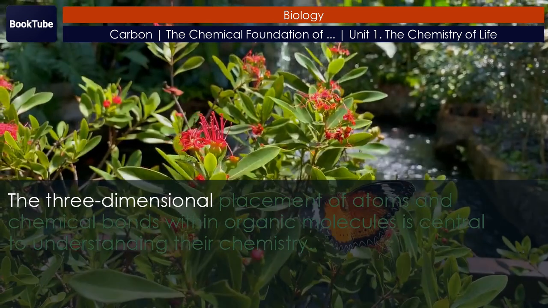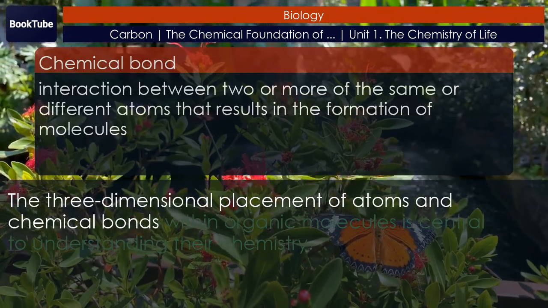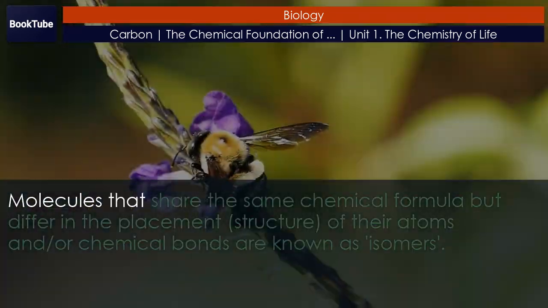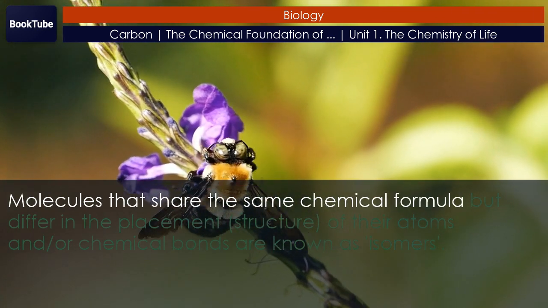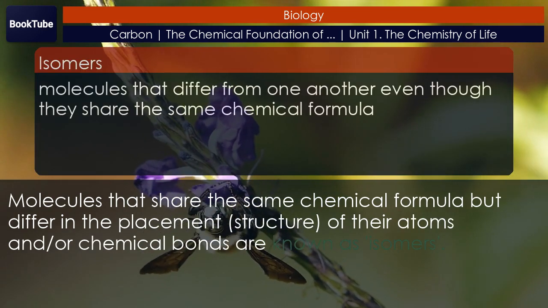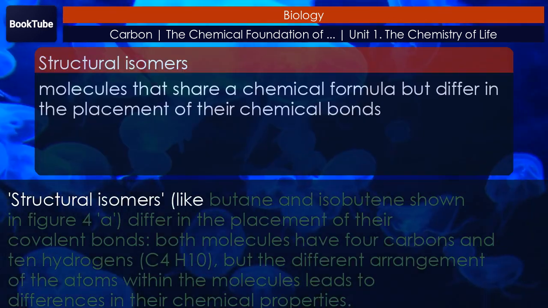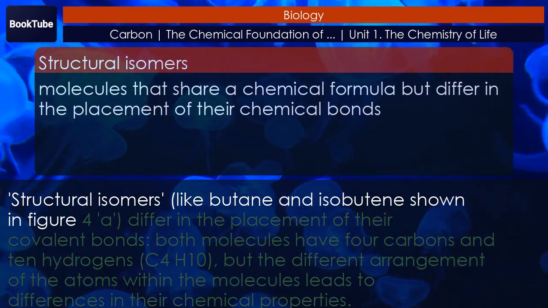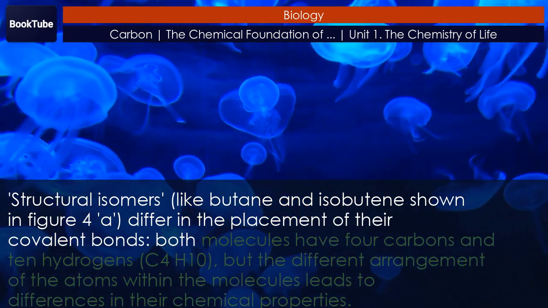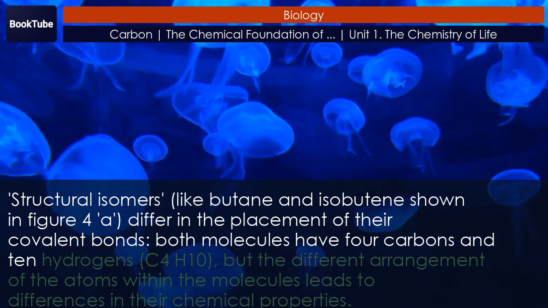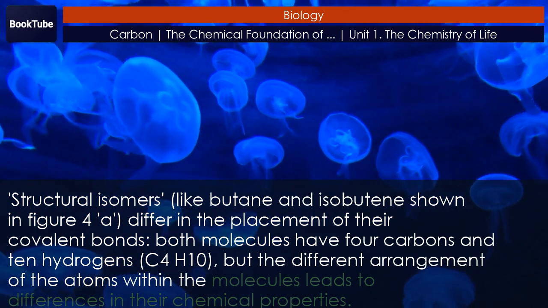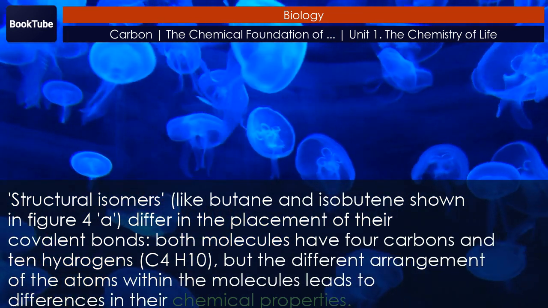Isomers. The three-dimensional placement of atoms and chemical bonds within organic molecules is central to understanding their chemistry. Molecules that share the same chemical formula but differ in the placement or structure of their atoms and/or chemical bonds are known as isomers. Structural isomers, like butane and isobutane shown in Figure 4, differ in the placement of their covalent bonds. Both molecules have 4 carbons and 10 hydrogens, C4H10. But the different arrangement of the atoms within the molecules leads to differences in their chemical properties.